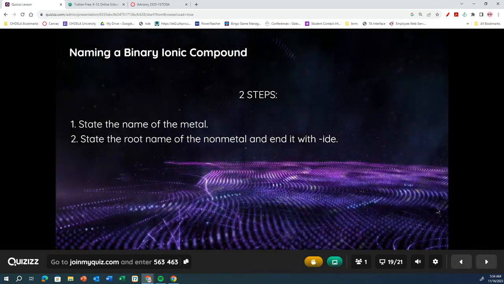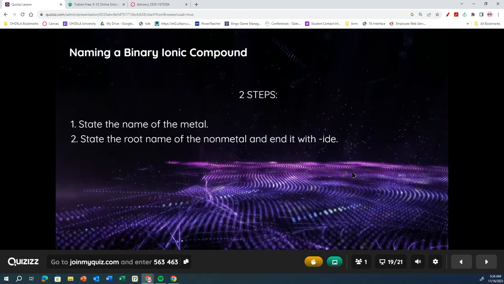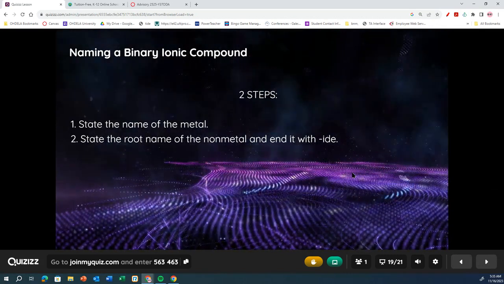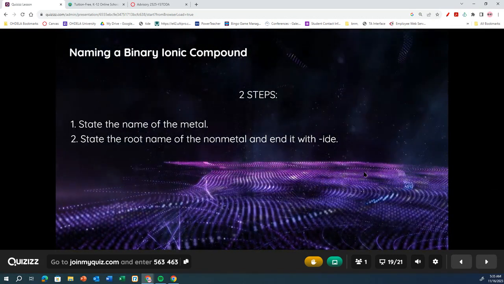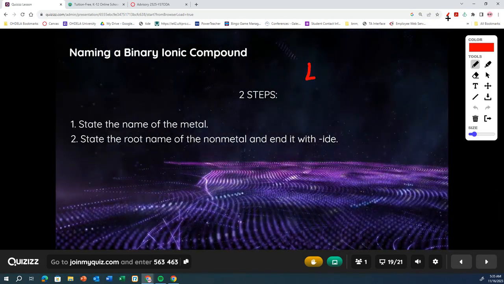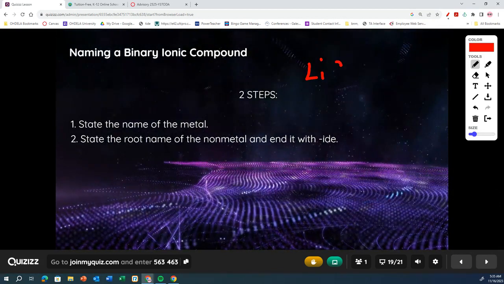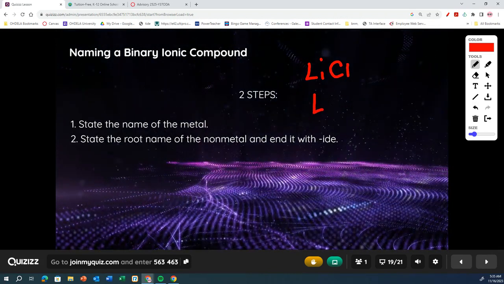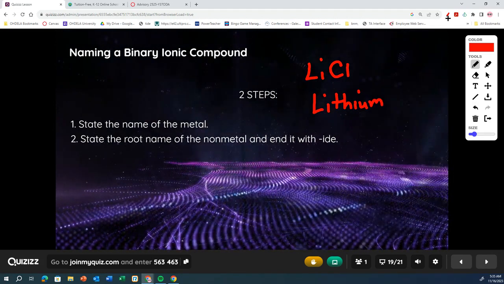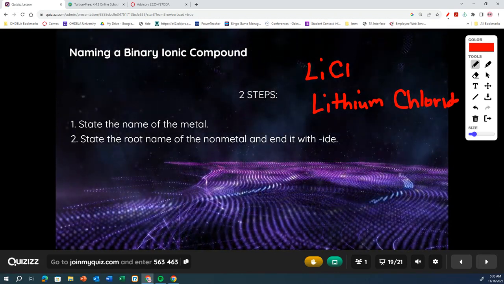Finally, naming the binary ionic compound. State the name of the metal, state the root name of the nonmetal, and add IDE to it. So if I were to take Li for lithium and chlorine, you'd write the full name lithium for the metal, because the metal is first, and the root name chlor, plus IDE, chloride.